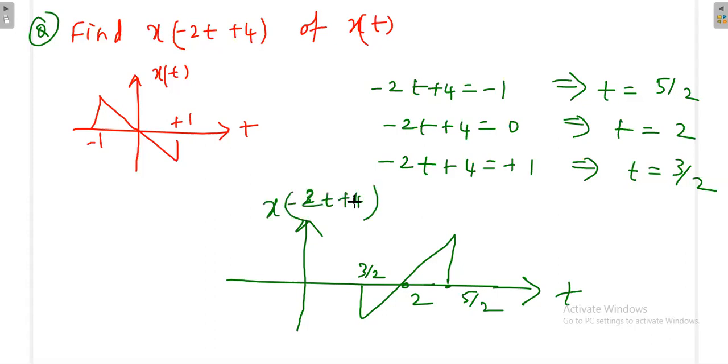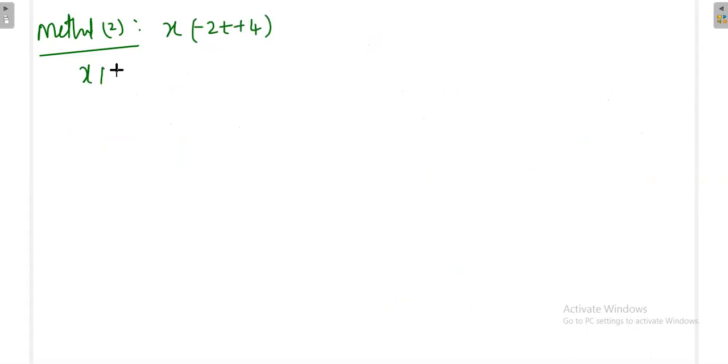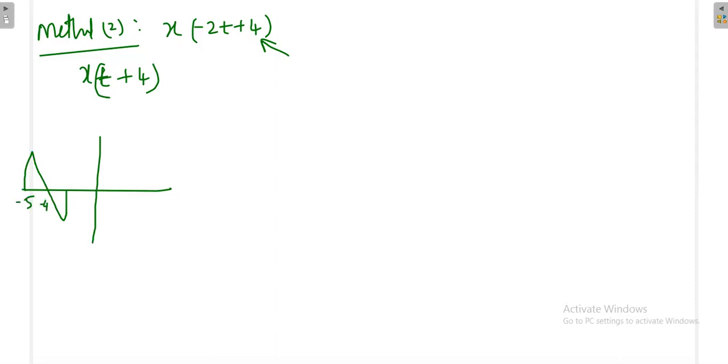So you can also do it by other methods. Method 2: I have to calculate x of minus 2t plus 4. First by this method, I will calculate x of t plus 4. If it is x of t plus 4, the diagram will be shifted like this. This is -5, this is -4, this is -3.